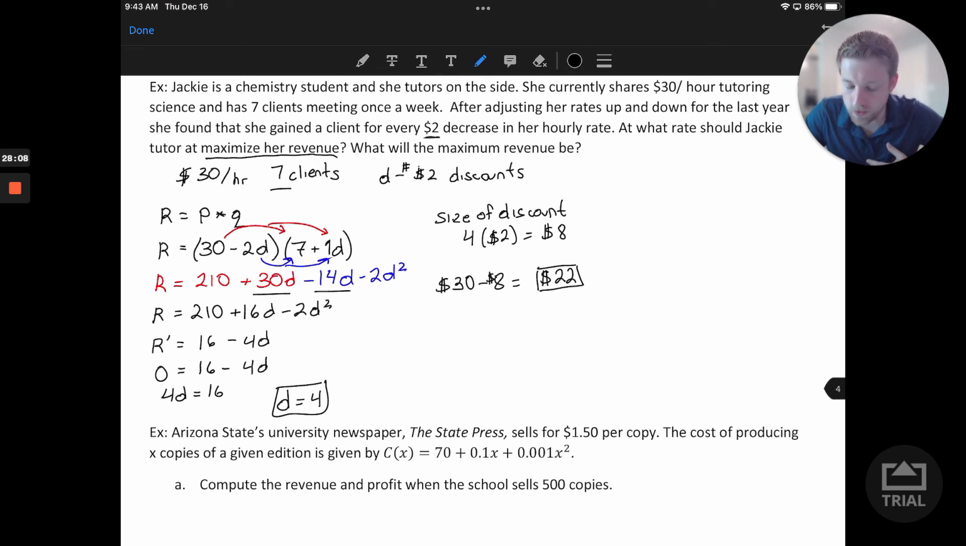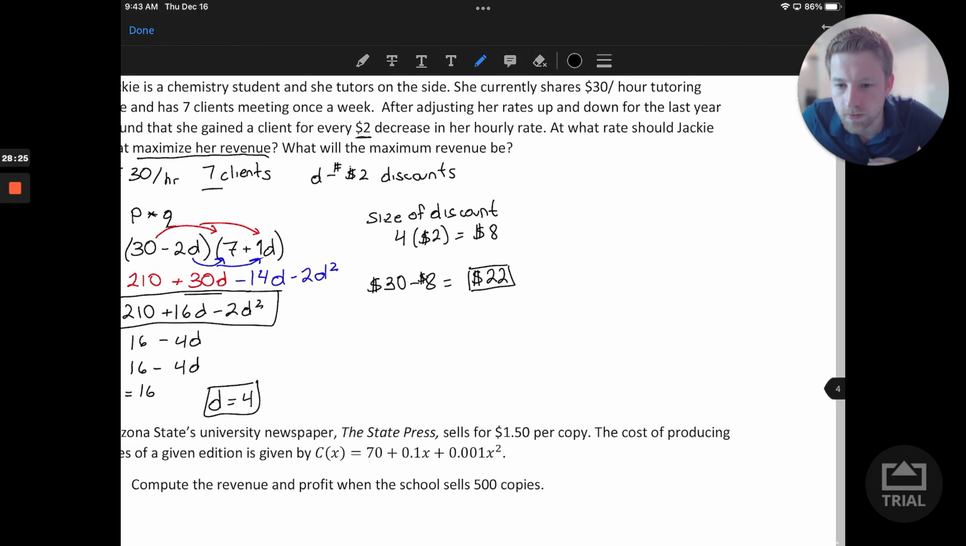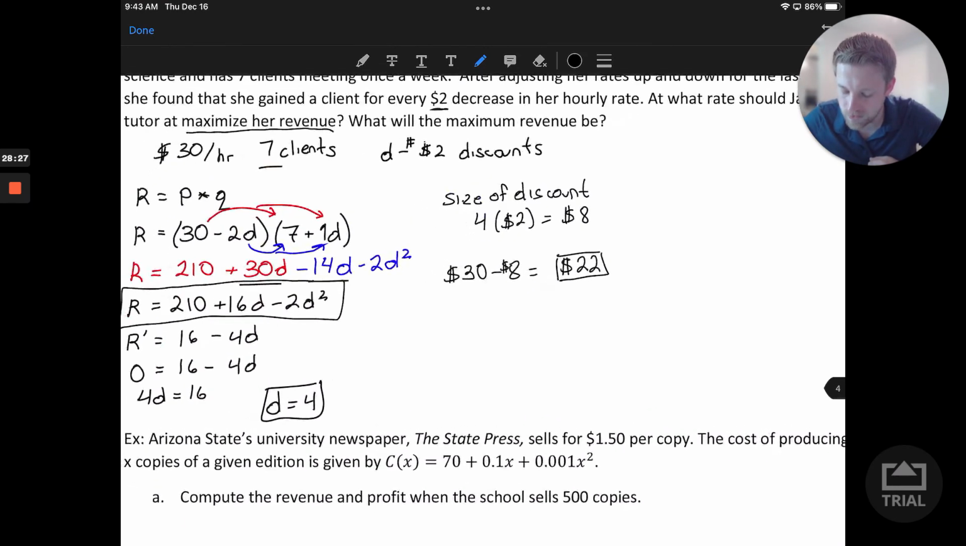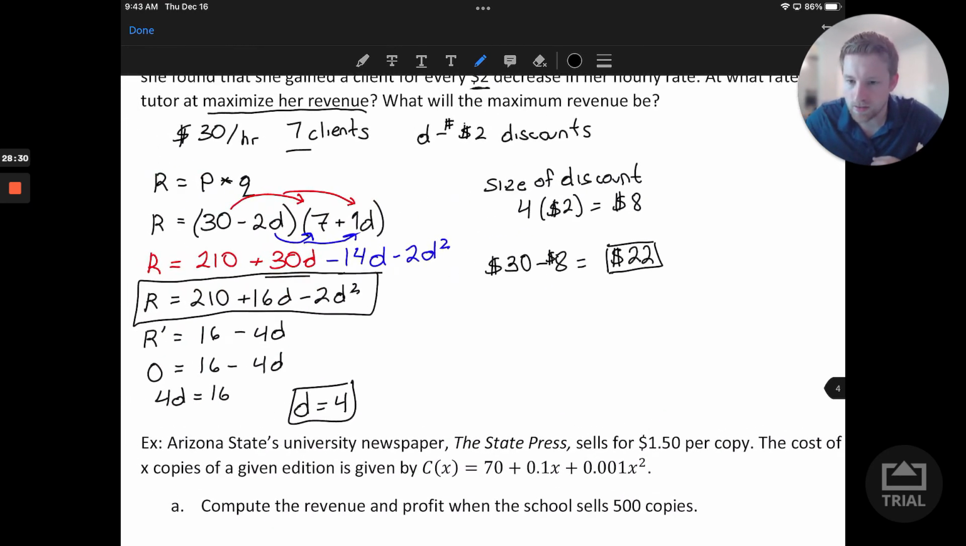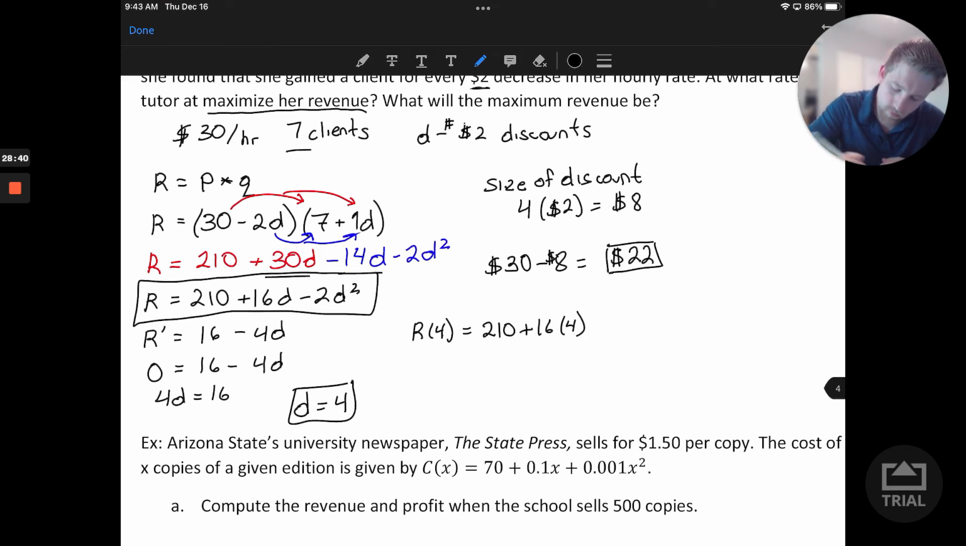Another thing is, what is this maximum revenue going to be? Well, let's consider the actual revenue equation. If I look back at the revenue equation, I can go ahead and maybe pick out just this right here. Here's my revenue equation. This is based on the number of discounts, so we could go back and just use D as our input and say what is really R evaluated at 4. So we'd have 210 plus 16 times 4 minus 2 times 4 squared.